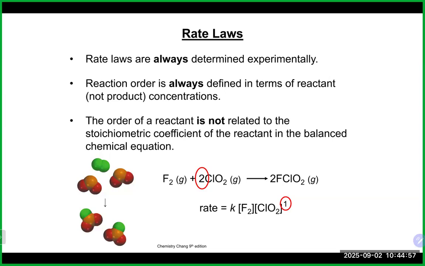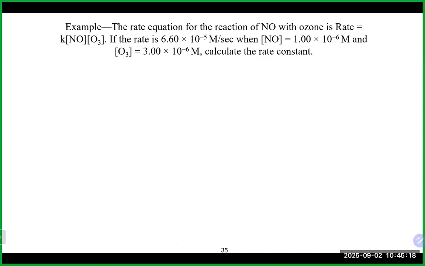The order of the reactant is not, as an earlier question asked, the coefficient. We can clearly see in this example that the coefficient for ClO2 in the balanced equation is 2, and obviously it's only first order here. So we don't use the coefficients as the exponents. We do that in the next chapter and beyond, but in this chapter we don't do that for rate laws in most cases.